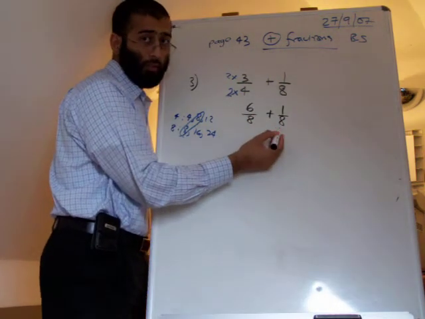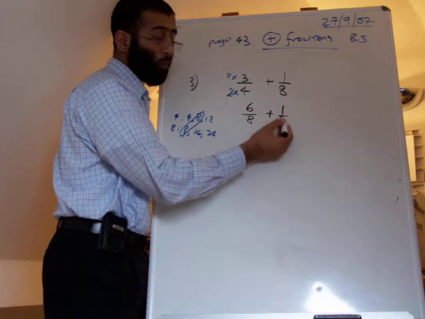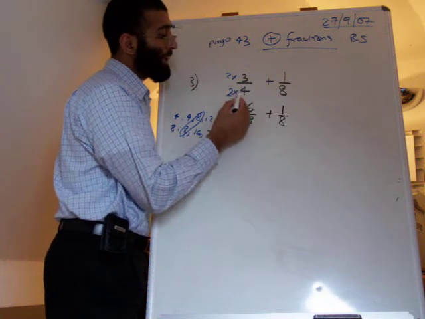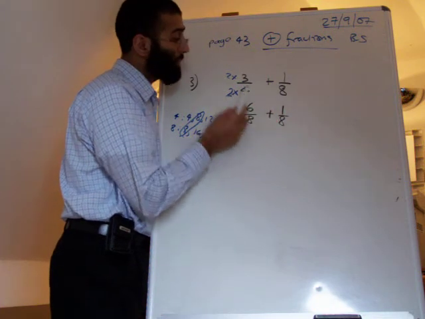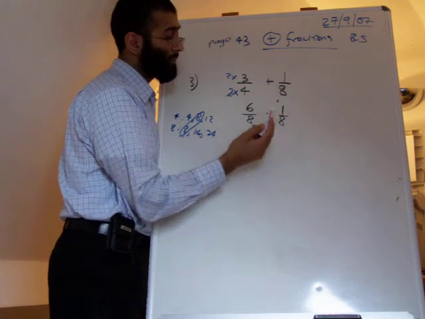Now we've got both fractions in the same type. That's 6/8 and that's 1/8, so both in terms of eighths. Here there were different sizes: one was in terms of quarters, one in eighths. So we couldn't add them until we made this one the same as that one.